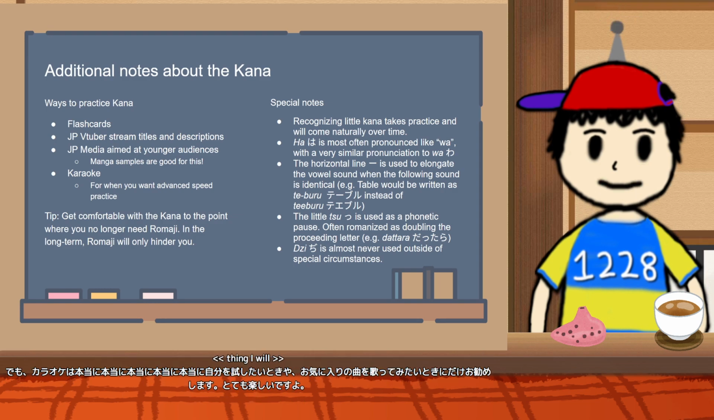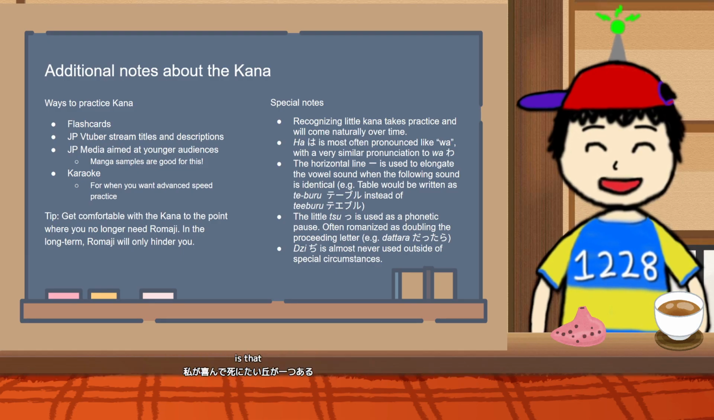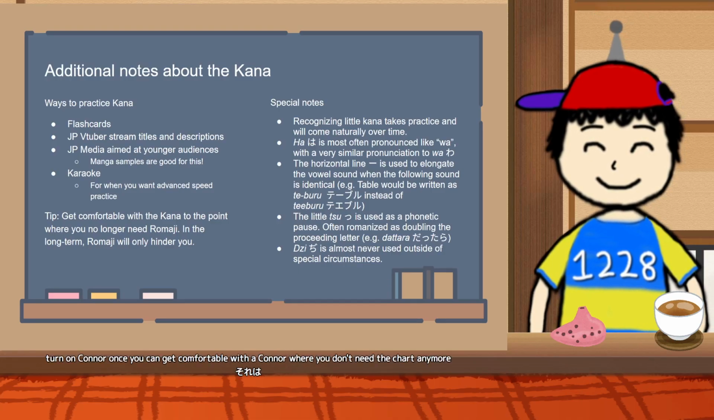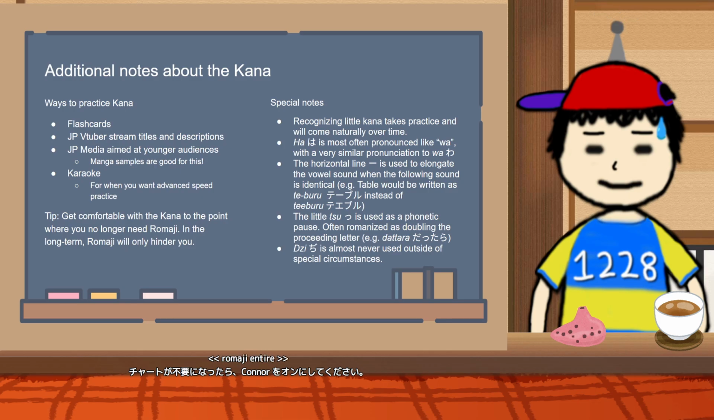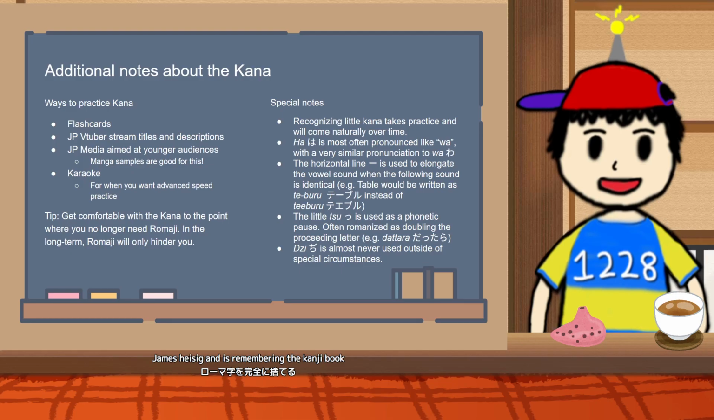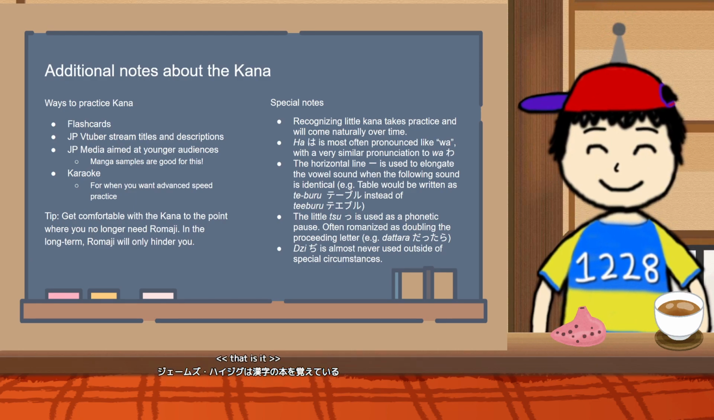One hill I will gladly die on is that when you're learning kana, once you can get comfortable with a kana where you don't need the chart anymore, ditch the romaji entirely. James Heisig, in his Remembering the Kanji book, further emphasizes this. He dedicates an entire page as to why you should not be using romaji any more than you need to as a crutch to learn the kana. That is it. No more.